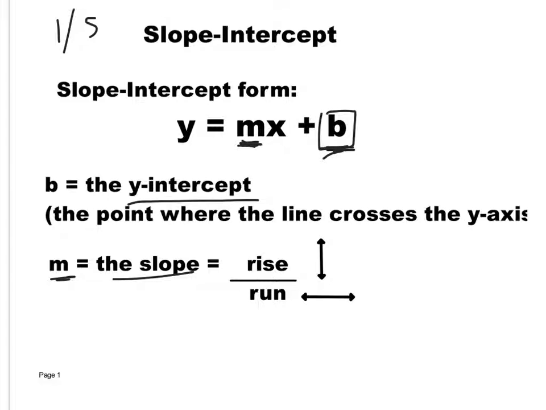What kind of line has a slope of 0? Do you guys remember? Horizontal line has a slope that's 0. So if you don't see an x in the equation, then you know it's a horizontal line. And we're going to do several of those later on.